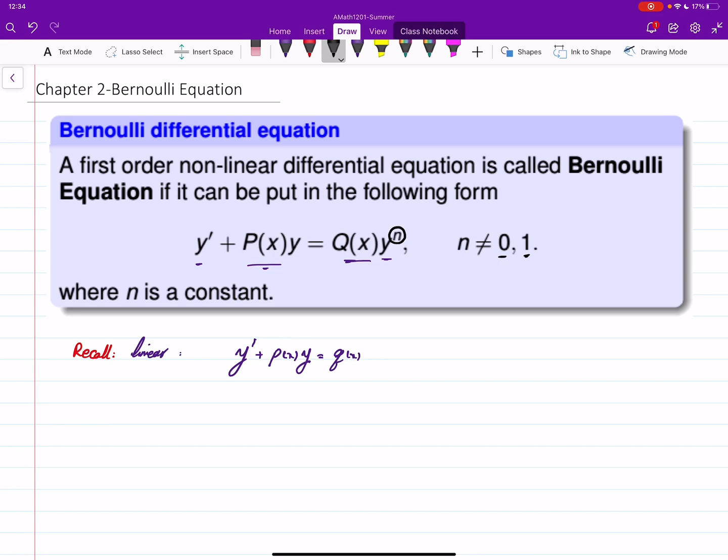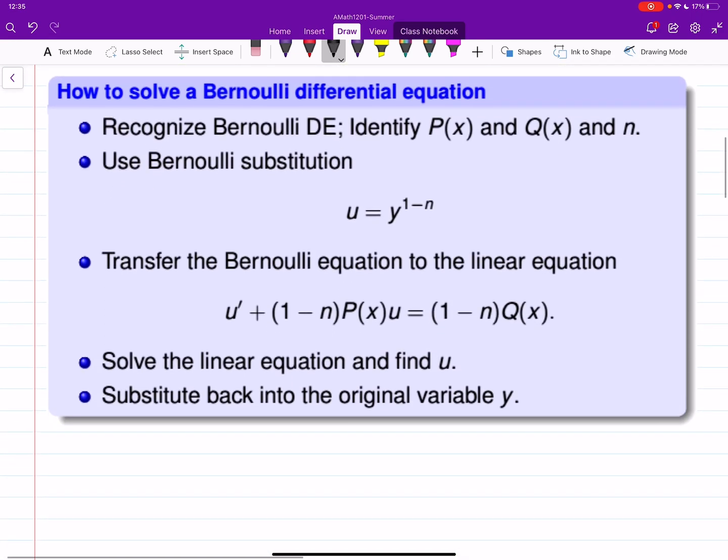Well, the general strategy is that we know a substitution called the Bernoulli substitution, using which we can turn our nonlinear differential equation into a linear differential equation, and then we know how to solve a linear differential equation. That's the strategy. But let's see what the details of this are.